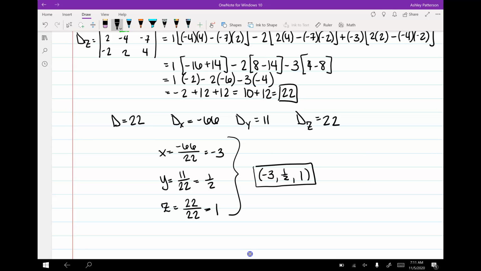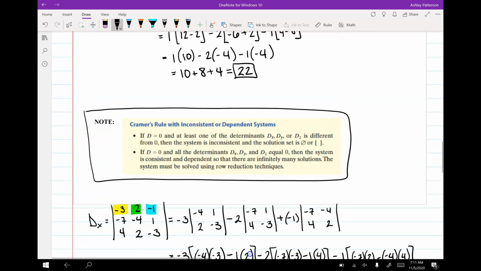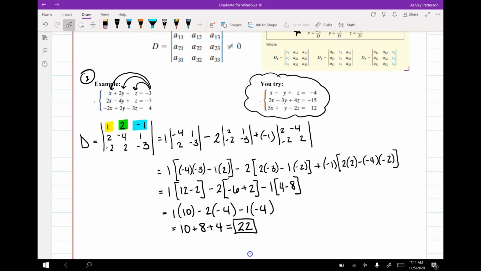Whoo! That's good stuff. And the reason why, or how we know these can work, is if we go back up to the top and we solve for x, y, and z. If we plug it in, is what I meant. So if I plug in negative 3 for x, 1/2 for y, and 1 for z, we should get negative 3. We should get negative 7 and 4 when we work it down. All right.